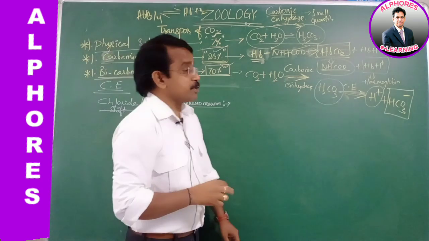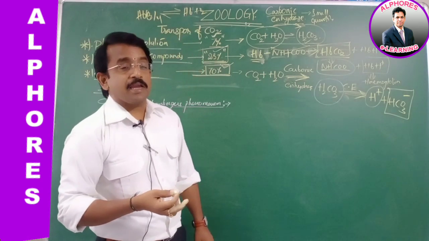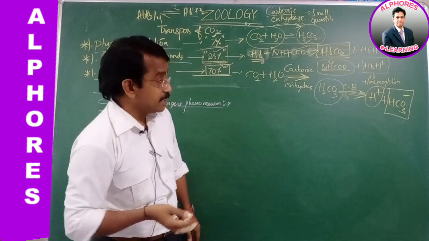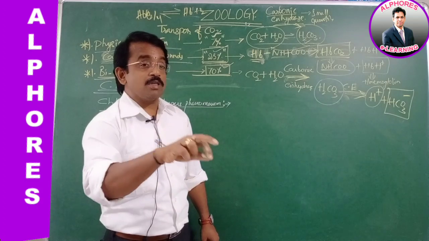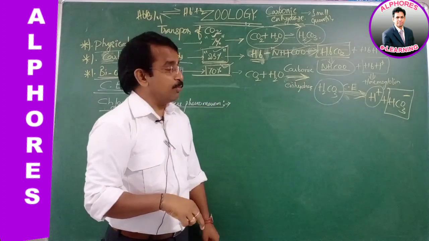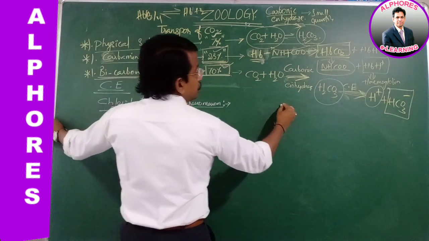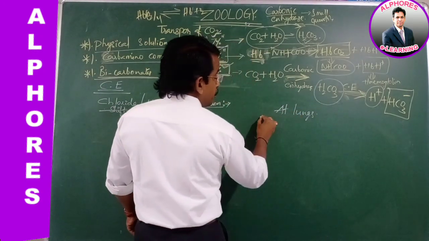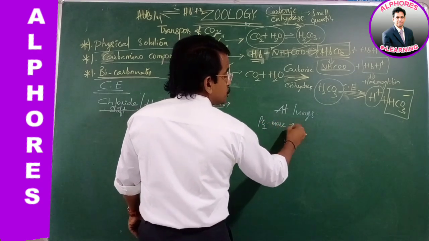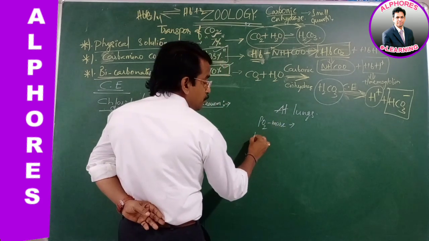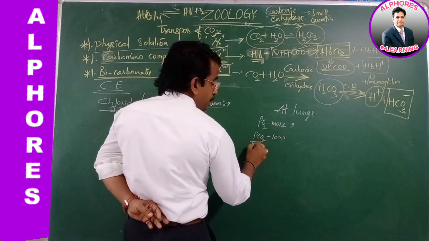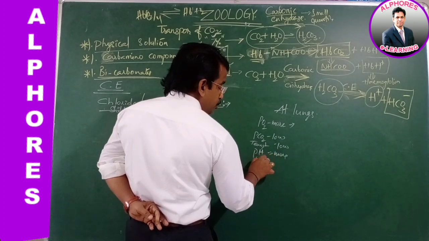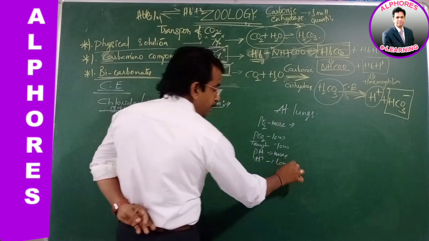At lungs, the partial pressure of oxygen is more. The more the partial pressure of a gas, the more its solubility, and particularly the hemoglobin saturation would increase. Why? As partial pressure of oxygen is more, the more the saturation of hemoglobin. So at the lungs the partial pressure of oxygen is more, PCO2 is low, temperature is low, and pH is more, or low hydrogen ion concentration. Is it right? Right.